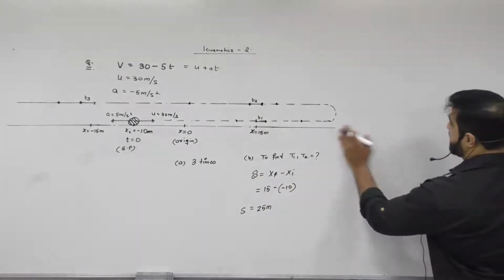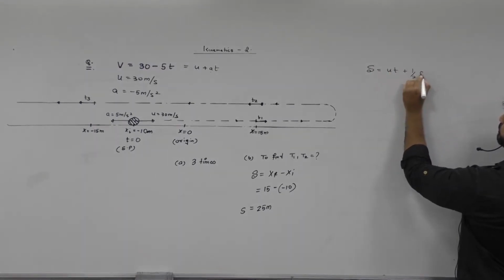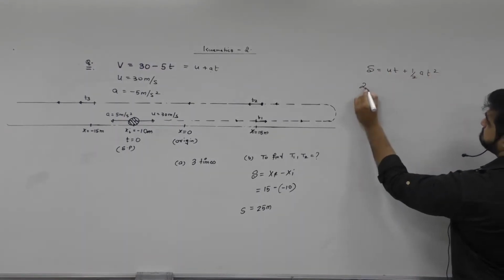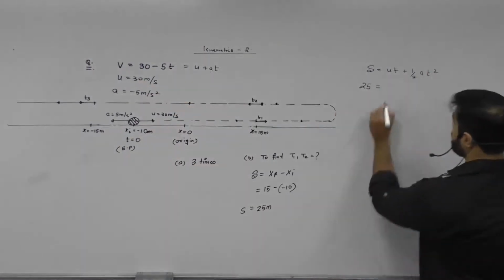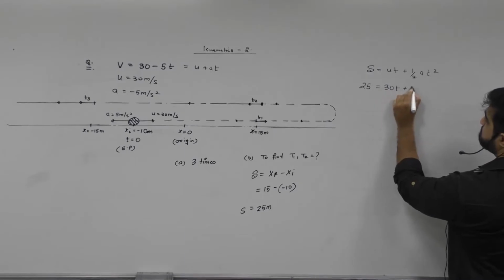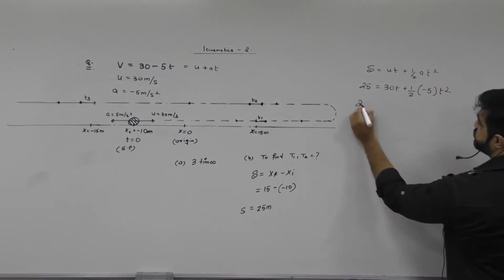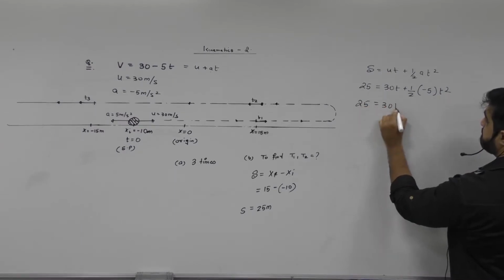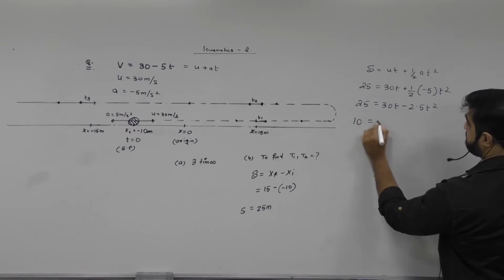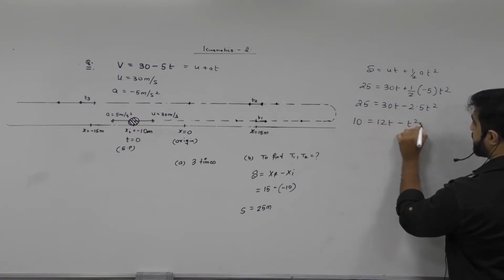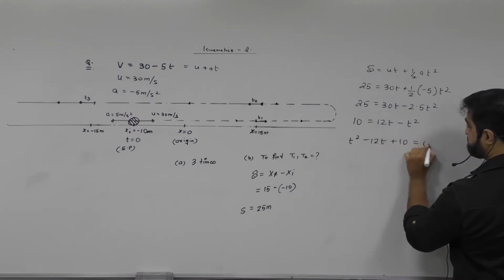Now we'll use the formula S is ut plus half at square. S कितना बेटा? 25. U कितना बेटा? 30. A कितना है? -5. t square. So 25 is 30t minus 2.5 t square. Can I divide by 2.5? Yes or no?